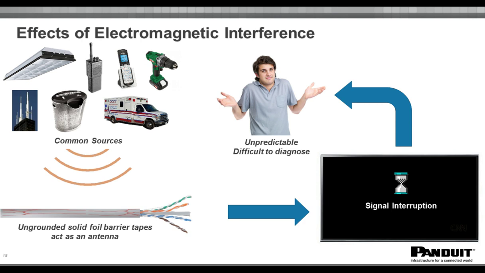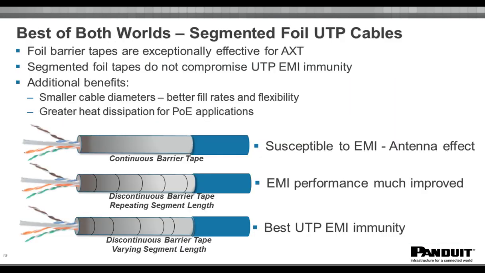And those signal interruptions are unpredictable and often difficult to diagnose because no one knows when someone's on the phone or if the lights are on or lights are off. It's totally unpredictable. So what we would recommend is a segmented foil UTP cable.